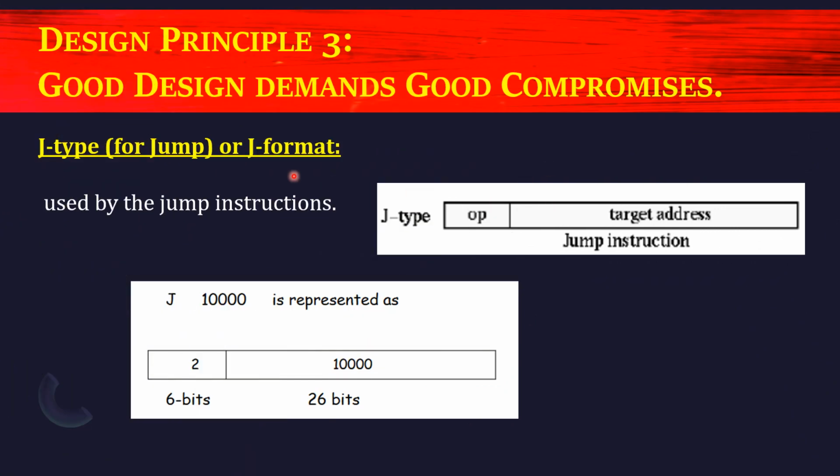The third type of instruction format is the J format, where J stands for jump, and this format is used by the jump instructions. The first 6 bits are used for representing the opcode and the remaining 26 bits are used for representing the target address. So if you are given an instruction, the opcode is represented by the first 6 bits and the target location by the remaining 26 bits. So this is the J format, which is used by the jump instructions.